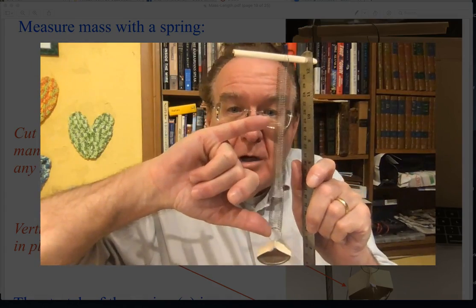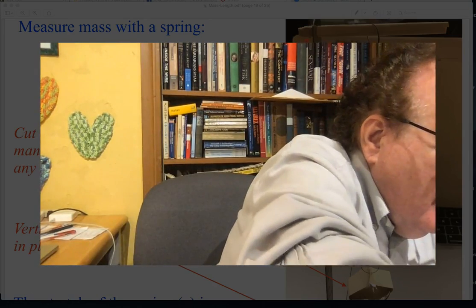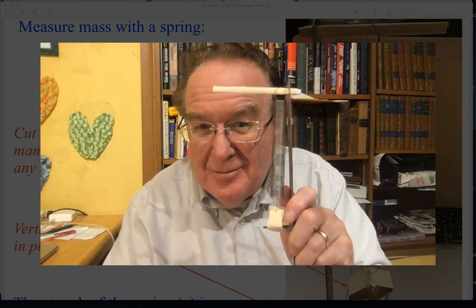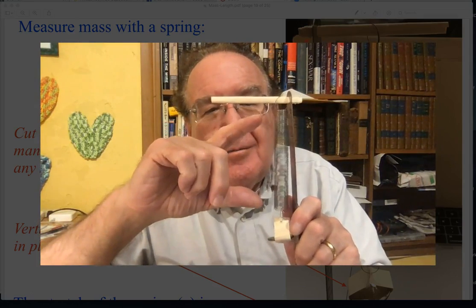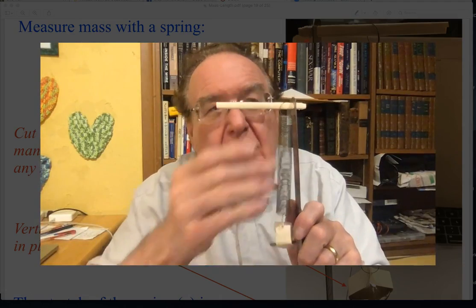So the mass, which remember has a force down, this mass has a force down, which is mg, where m is the mass here, and it stretches the spring by so much, and you can measure that on the ruler. If we put in half the mass, in other words, a 50-cent piece, here it is, and put that in here, it stretches it half as much. So the stretch of the spring is proportional to the mass, in other words, proportional to the force that's stretching the spring.